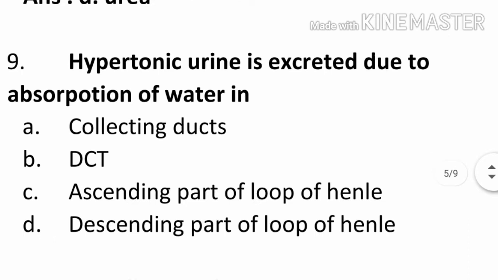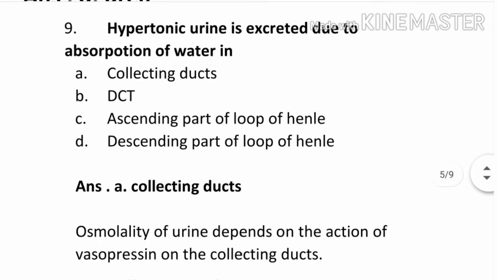Question number 9. Hypertonic urine is excreted due to absorption of water in option A collecting duct, B DCT, C ascending part of loop of Henle, D descending part of loop of Henle. The correct answer is A collecting duct. Osmolality of urine depends on the action of vasopressin on the collecting duct.